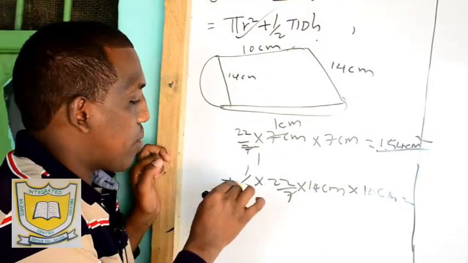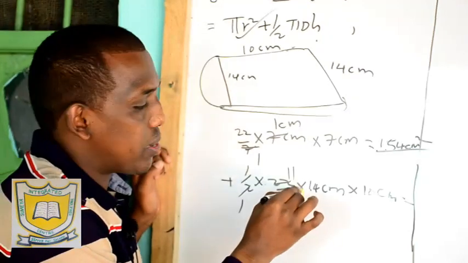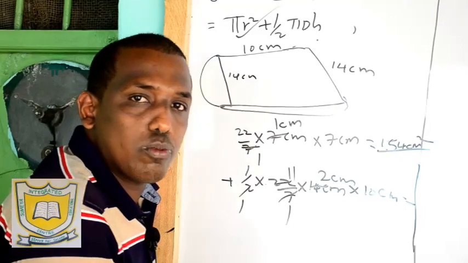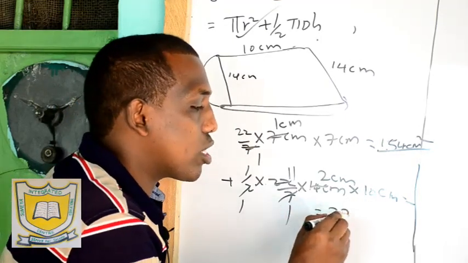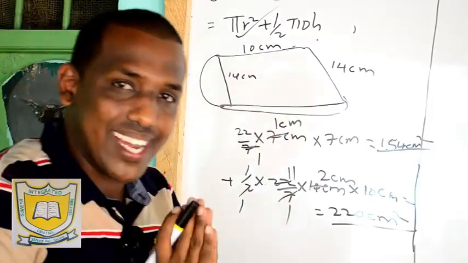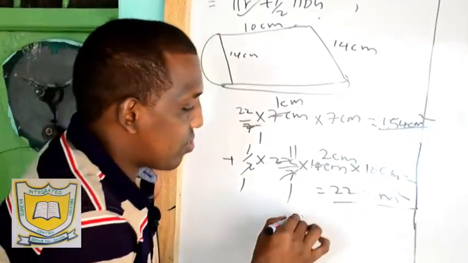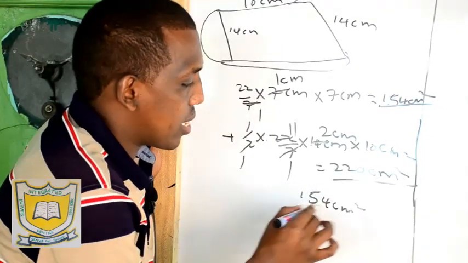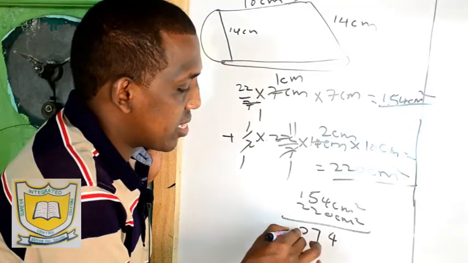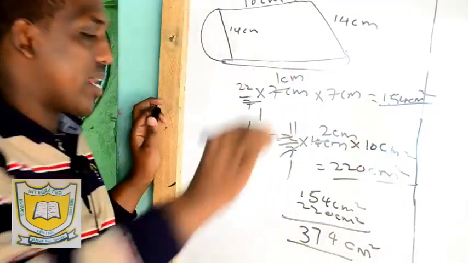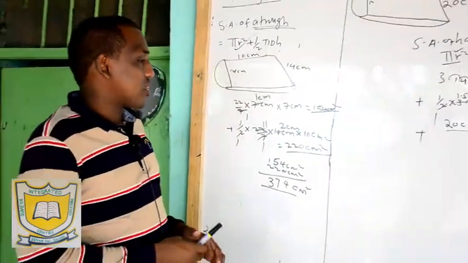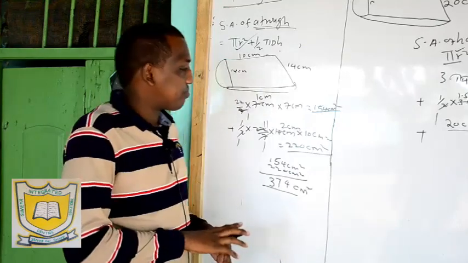The second part now, 11 times 2 centimeter, you will get 22 centimeter. 22 centimeter times 10, you will get 220 centimeter squared. So what do we do now? We add the two. 154 centimeter squared plus 220 centimeter squared, you will get 374 centimeter squared. That's how we get the surface area of a trough.